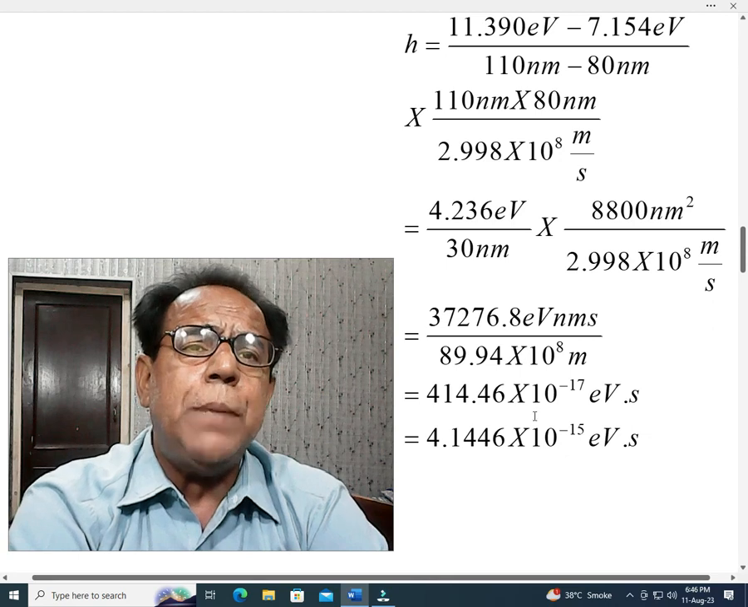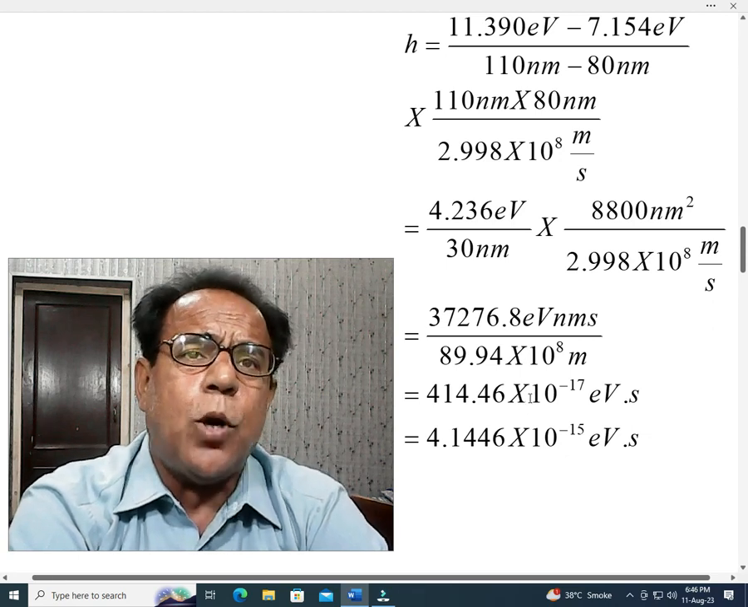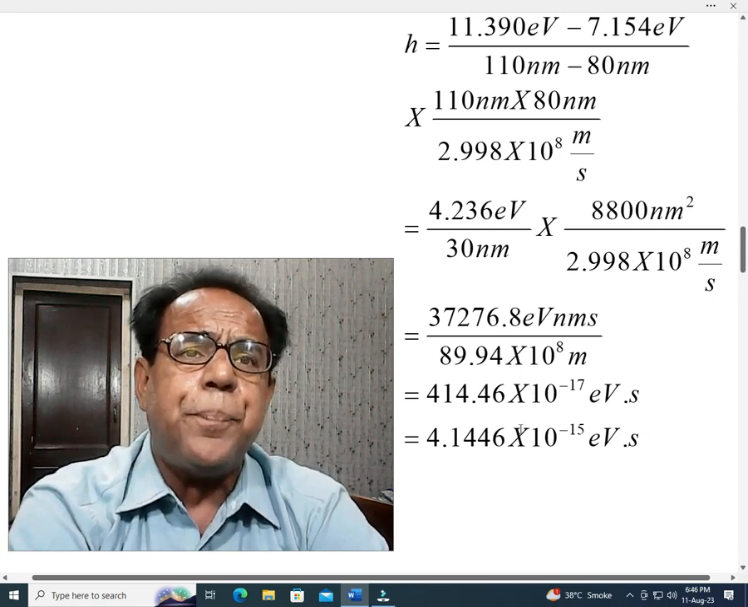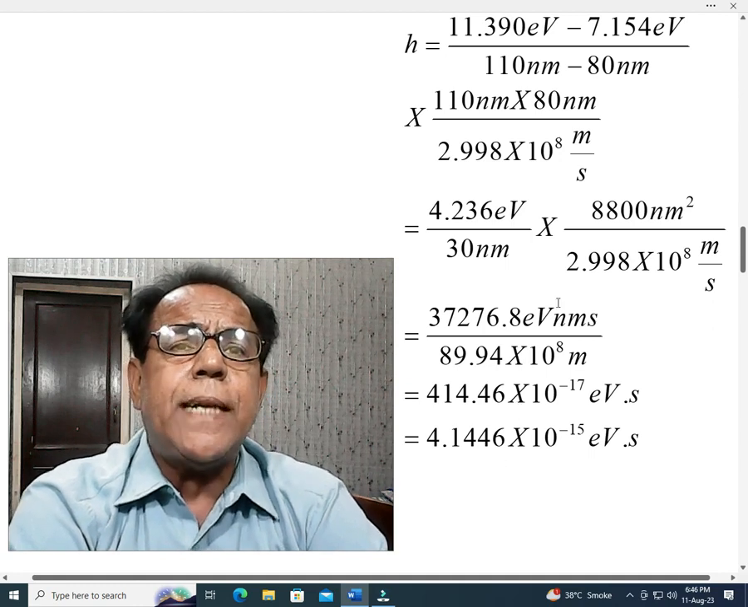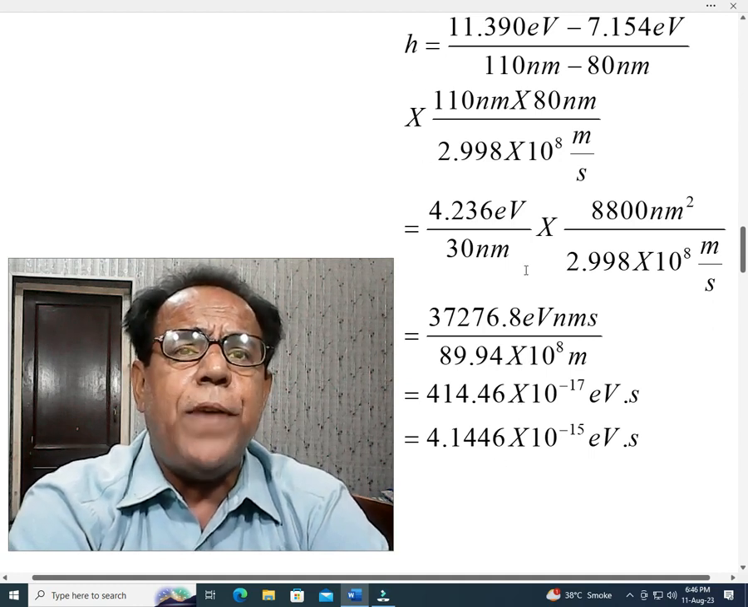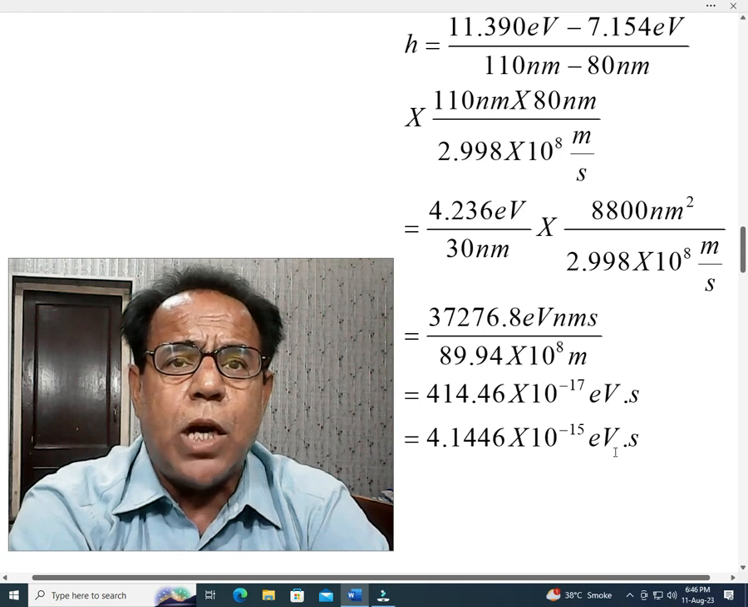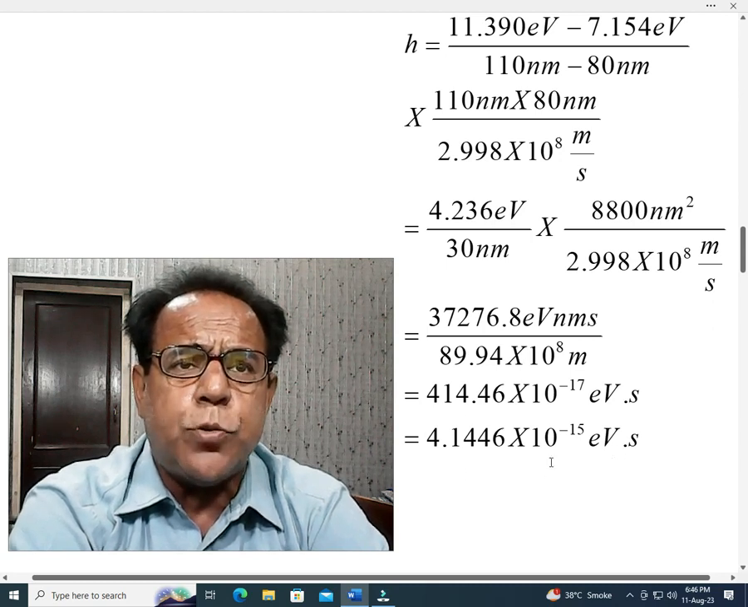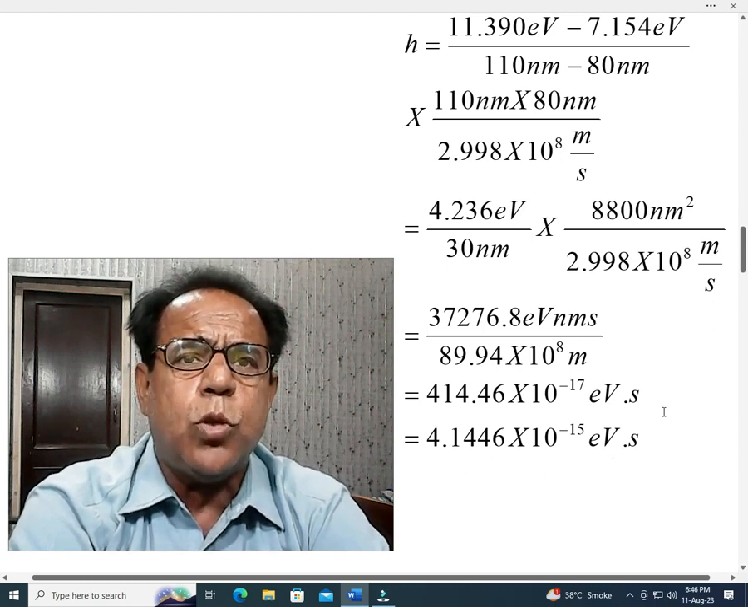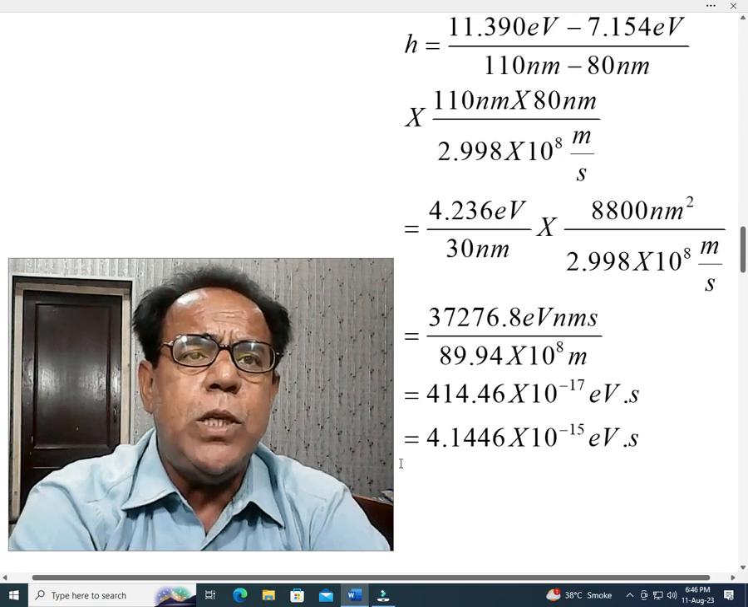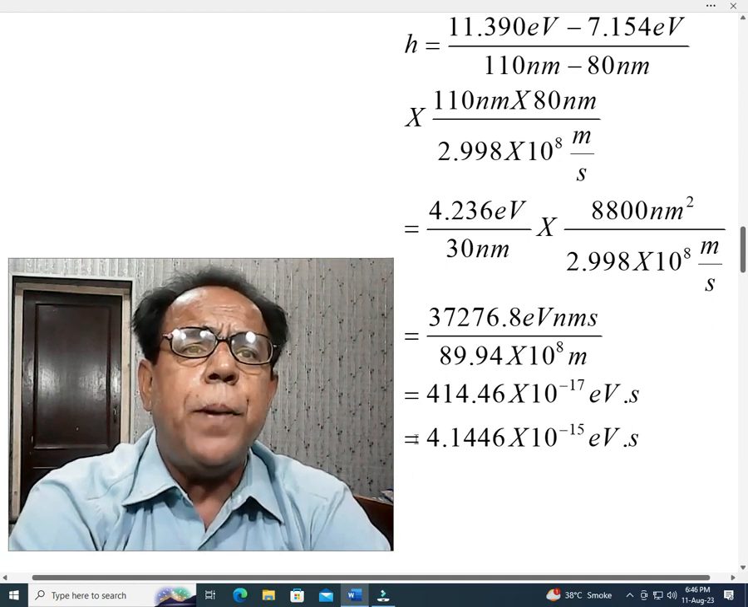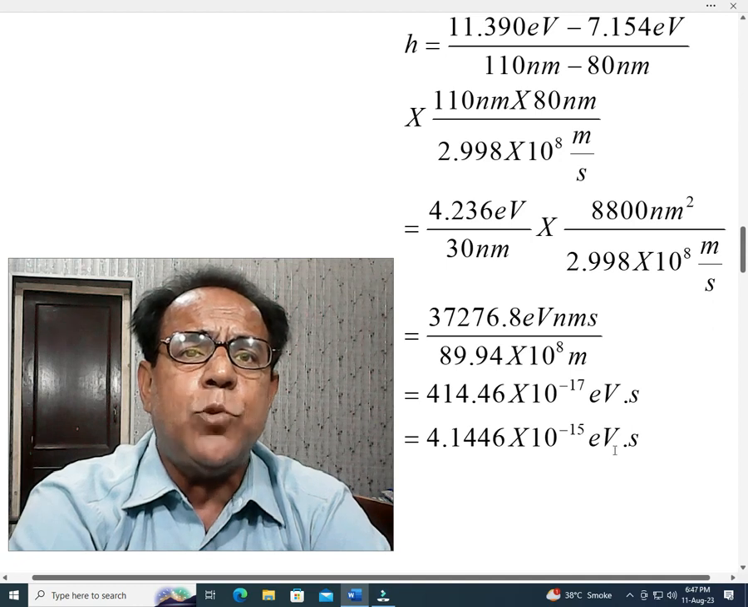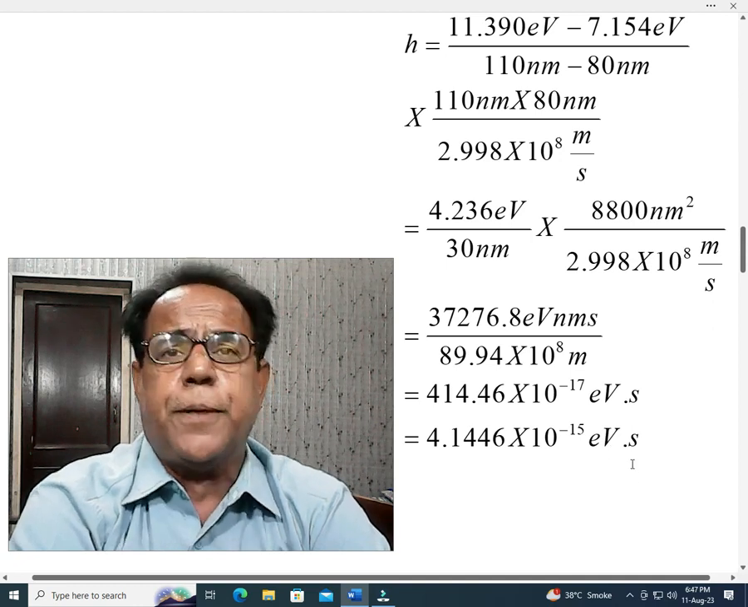Dear students, from the table which is given at the end of this problem, we can see that the value of H in terms of electron volt second is very close to this. So we have successfully found the value of Planck's constant H in terms of electron volt second.